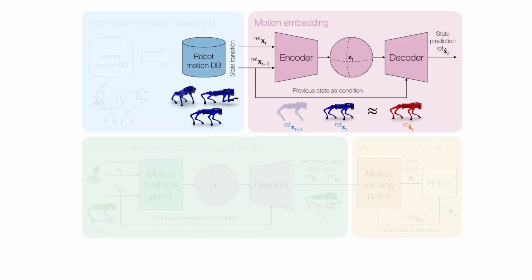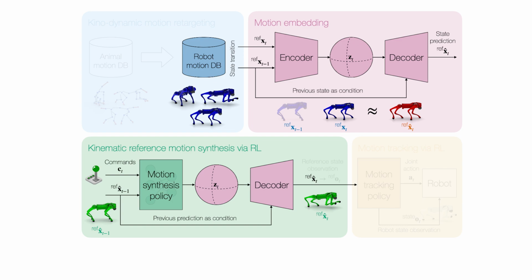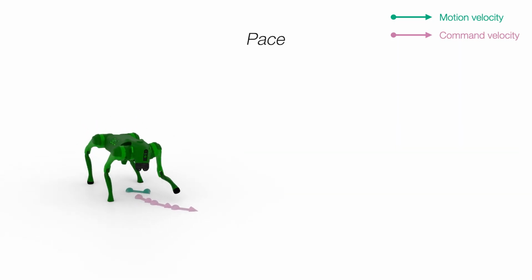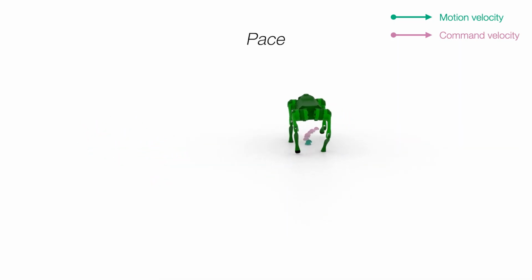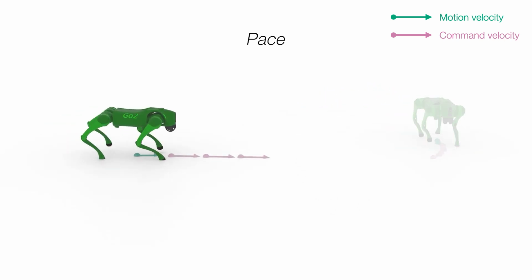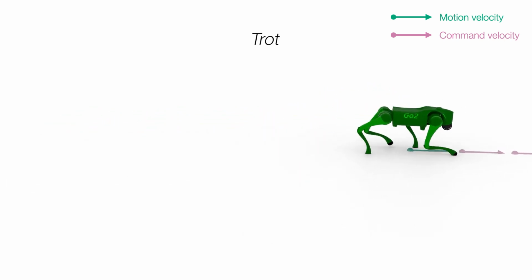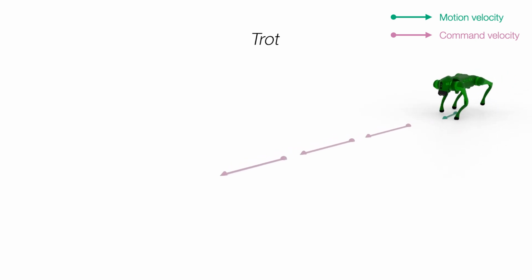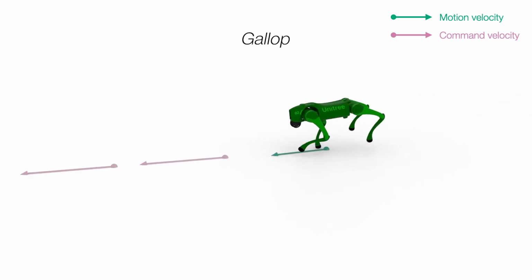In the next stage, we embed the state transitions from the retarget motion database into a latent space using a variational autoencoder. Leveraging this latent space, we train a motion synthesis policy using reinforcement learning to generate reference motions aligned with the user's velocity commands. This motion synthesis module preserves the stylistic quality of the original motion database and generates motions that are responsive to the user's velocity commands. Furthermore, it captures diverse gait patterns and smooth transitions based on the velocity commands.